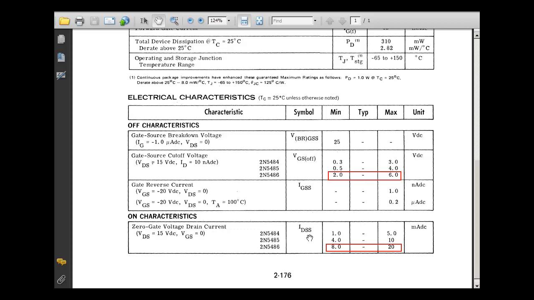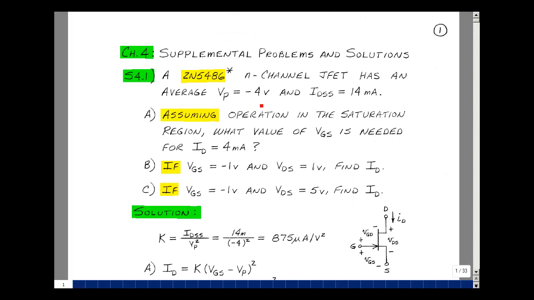Here's the current I sub DSS, and it's saying it's from 8 milliamps to 20 milliamps. Again, we're looking for an average or a typical value, so we could add these two together and divide by 2, and that would give us 14 milliamps. And that's what I have back on the beginning of this problem: the pinch-off, and then the value of IDSS.